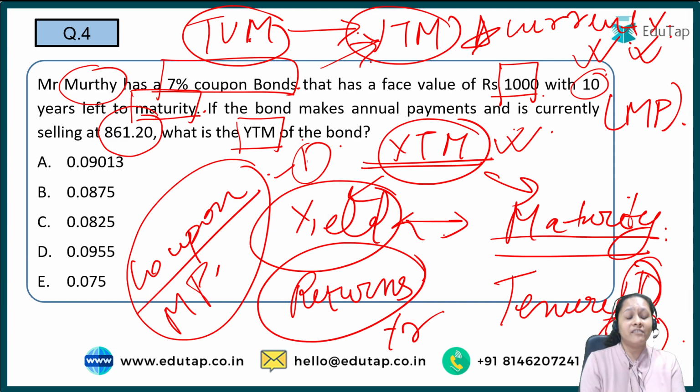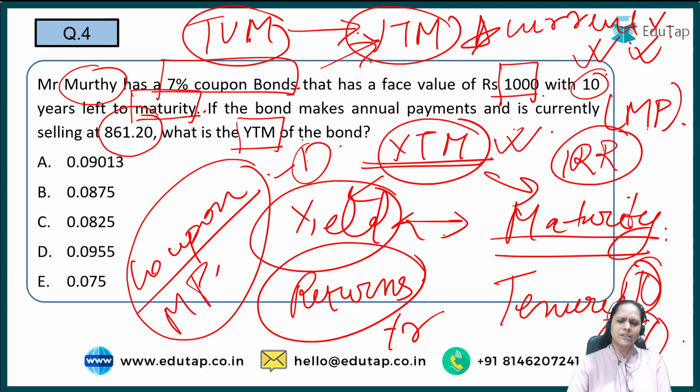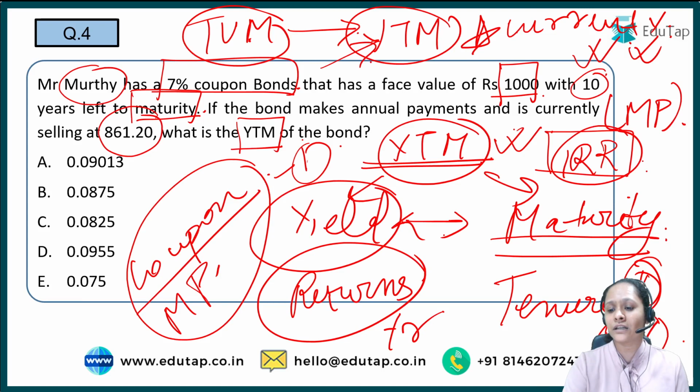And YTM is also known as internal rate of return. What is internal rate of return? Simply, it is the value which equates the present value of the future cash flow payments with your current market price. So that is why it is known as internal rate of return. Current yield does not discount the future value of the cash flows, but YTM does that. Now we'll solve the numerical.